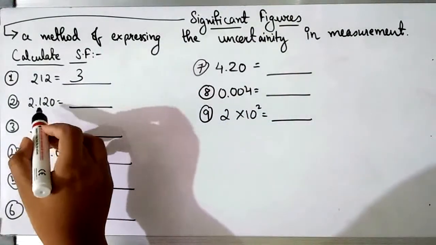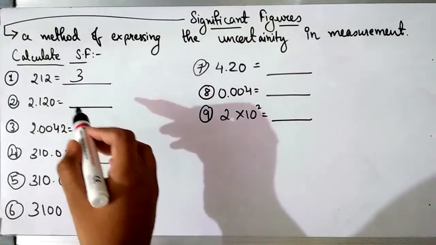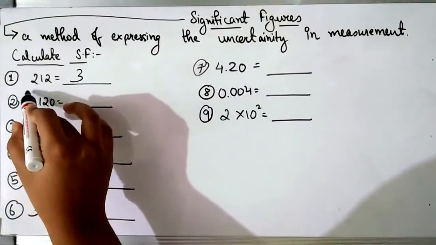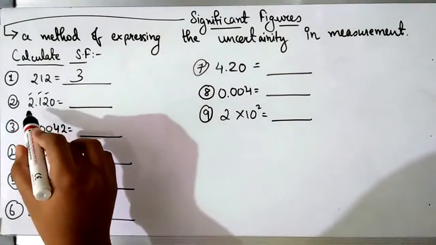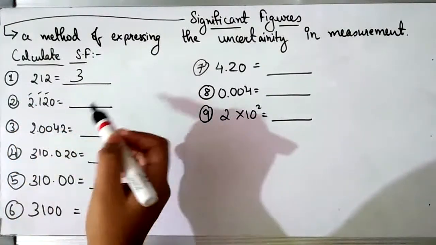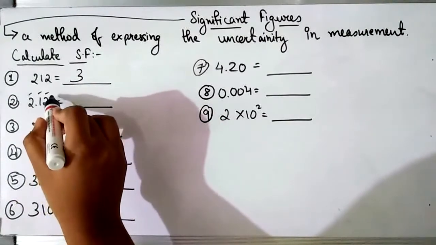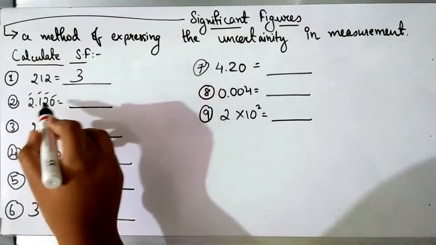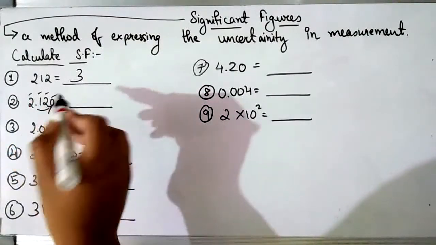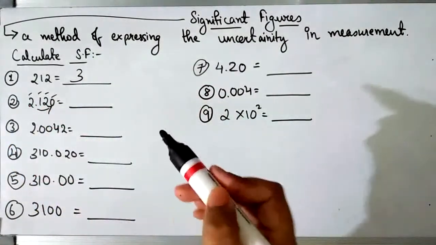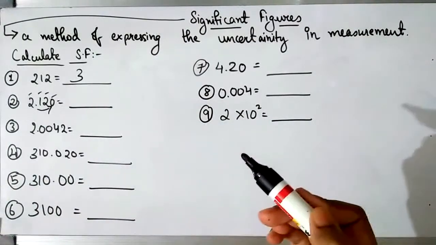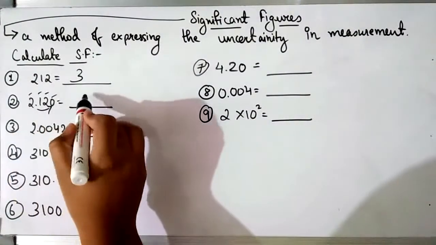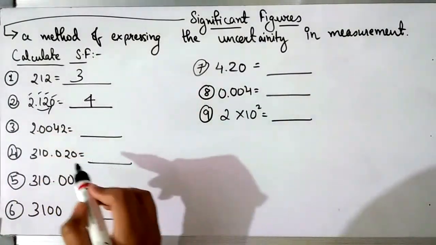Then the second one, how many significant figures are present? Now if you see first this 2, 1 and 2, these 3 are significant because they are non-zero. Then this 0 is also significant because it is an ending 0, the last 0, and it is present after the decimal. So wherever there is a last 0 coming after the decimal, it is significant. So we have got here 4 significant figures.